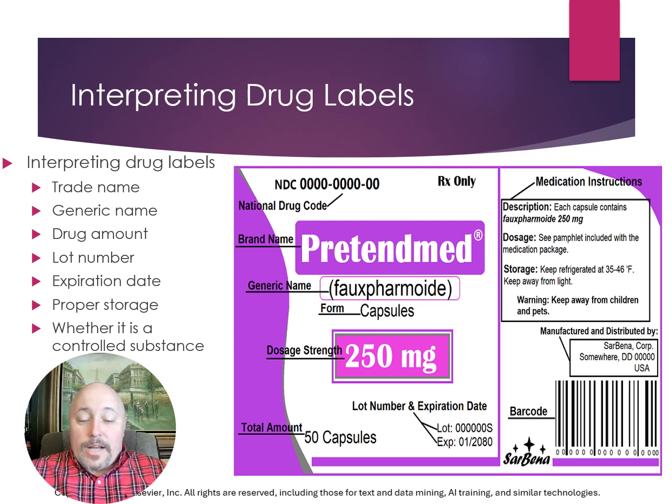We're also going to have lot number and expiration dates that we need to know. Especially some medications will require you to document the lot number, in case the patient does have a reaction, we want to know exactly where this came from. It's also going to have other key information such as storage. In this case, it needs to be kept refrigerated, and kept away from light.